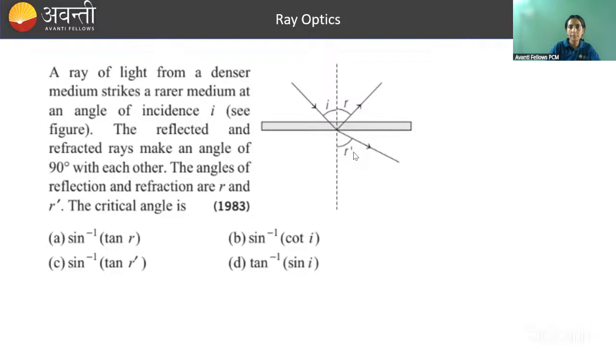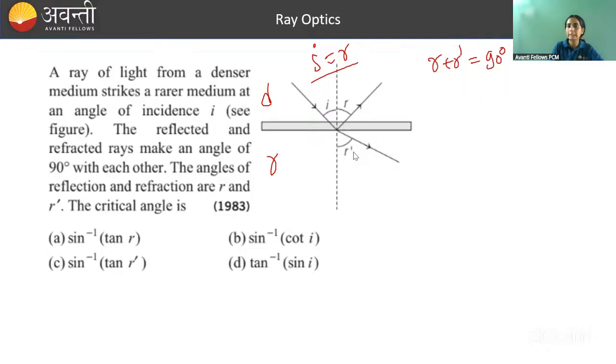Okay, let me end the poll here. So, what is the question? There is a ray of light from a denser media. This is denser, this is rarer. Angle of incidence I is given. It is getting refracted with angle of refraction r dash. Also, some of it is getting reflected with angle of reflection r. So I must be equal to r according to the law of reflection. One more thing is given here: the reflected and refracted rays make an angle of 90 degrees with each other. So here r plus r dash is equal to 90 degrees.